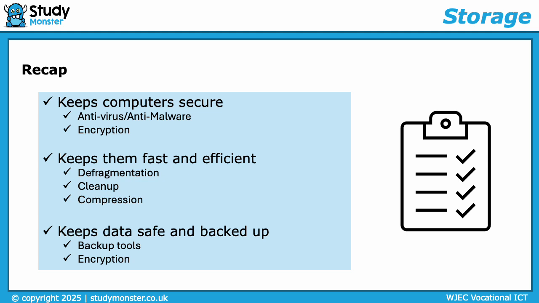Utility software keeps your systems fast and efficient. So through defragmentation for magnetic hard drives, grouping those files together, grouping your free space together so that the drive can more quickly access those files. Disk cleanup software that's going to get rid of those unnecessary temporary files, those logs that you no longer need on your computer, freeing up space.